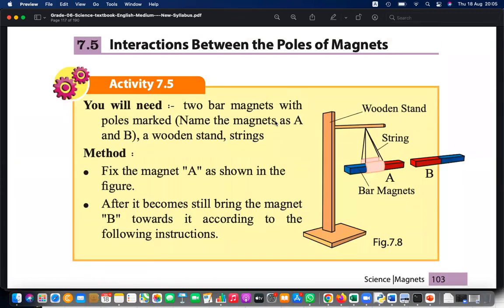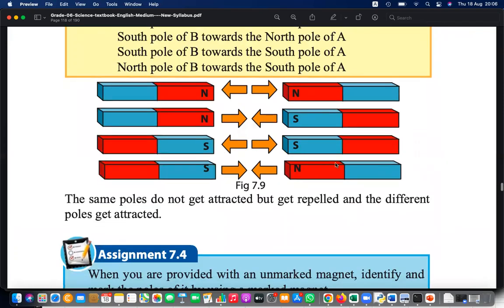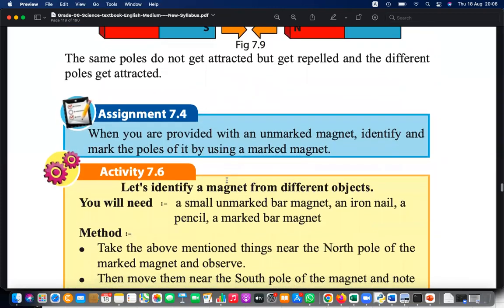So we have learned about the interaction between the poles of a magnet. South and south will not attract. Similarly, north and north will not attract, but south and north will attract, and north and south will attract. The different poles attract. Here, the north pole of B towards the north pole of A: north to north is not attracting, it's pulling out. North to south will attract. South to south will again pull out. But north to south or south to north will attract. So same poles get repelled, and different poles get attracted. That is the rule of the poles. Right? We just learned about that as well.